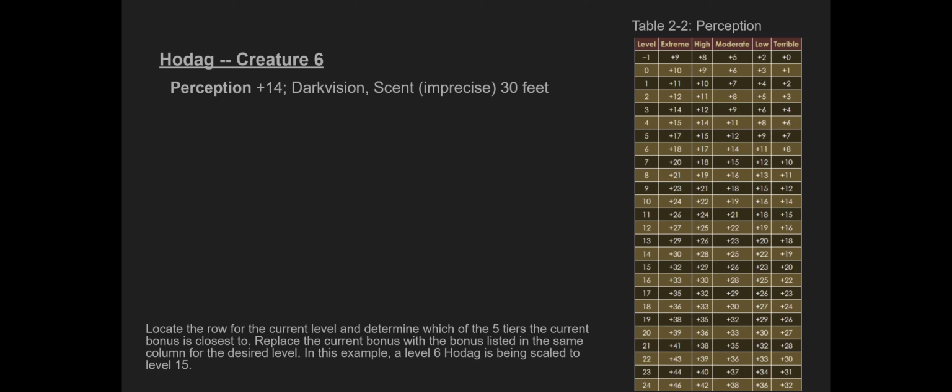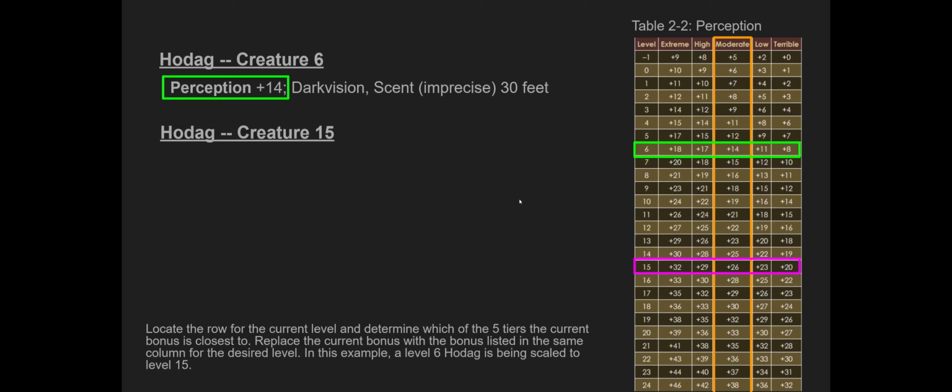Allow me to demonstrate. At level 6, a Hodag has a perception of +14. So we're going to go to the level 6 row, and we see that the +14 bonus is in the moderate column. Now all we need to do is jump down to the level 15 row, and we see that a +26 is what is in the moderate column. And we know that a Hodag has a moderate perception score. So their new perception at level 15 will be +26.